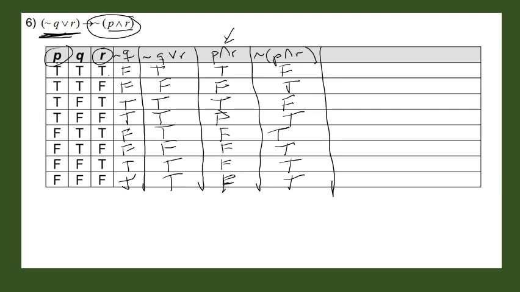I have the left side, which is right here, and the right side, which is right here. Those two are being joined with the if-then arrow. So I'm looking for a T gives an F because that is when it is false. A T gives an F, no good. F gives a T, I'm good. T gives an F, no. T gives a T, good. T gives a T, good. F gives a T, good. T gives a T, good. T gives a T, good.